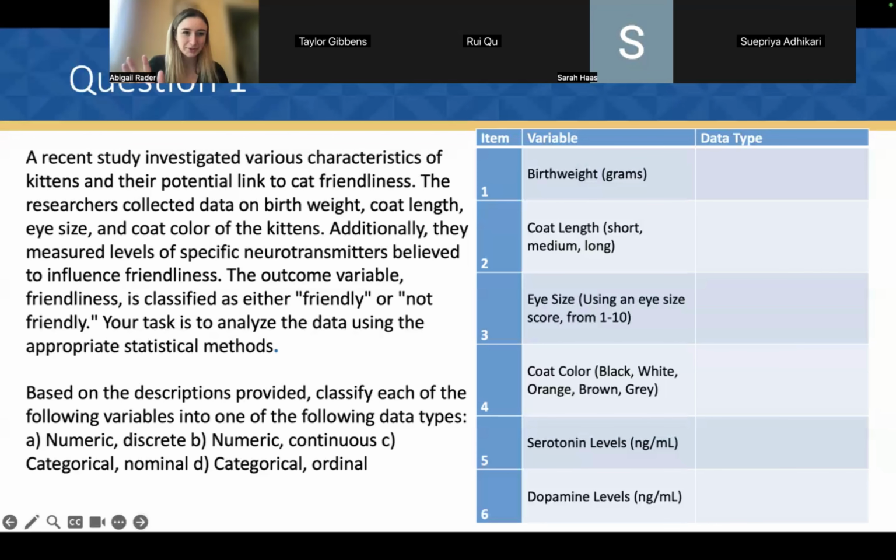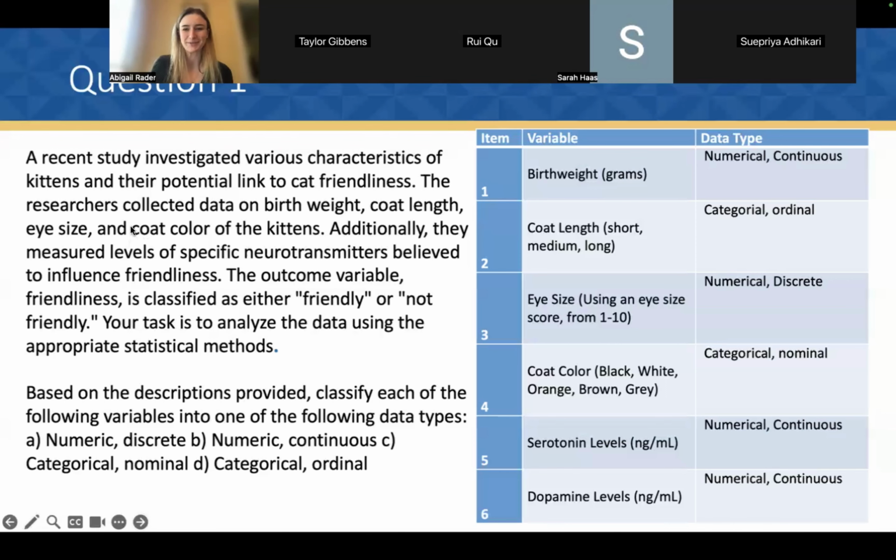I think there's a couple answers you could say to it because we're not given enough information. But I would probably say that that's numeric discrete, because these are actual numbers, and it's about the distance between 1 and 2 and 2 and 3, whether those are the same or not. That will tell you whether it's categorical or numeric. I would probably say that this is numeric. Coat color, no order to it, so it's just categorical nominal. Serotonin levels and dopamine levels are both continuous. Hopefully that makes sense to everyone. Does that sound pretty familiar?